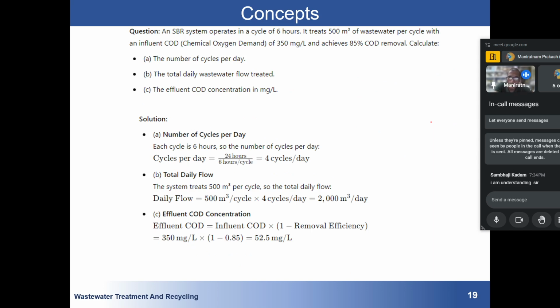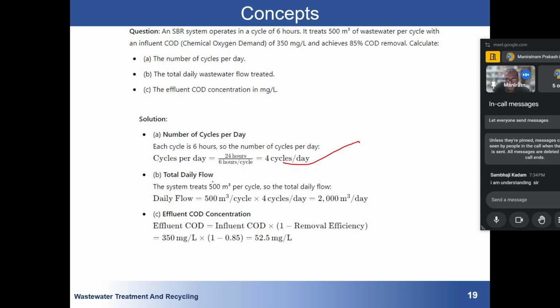Again, we have another question related to SBR. SBR operates in a cycle of 6 hours. Remember, there were 4 cycles, every cycle is of 6 hours. It treats this many meter cube of wastewater per cycle with an effluent COD of this much and achieves 85% COD removal. Calculate the number of cycles per day, the total daily wastewater flow, and the effluent COD concentration in milligram per liter. This is also a very simple question. Each cycle is 6 hours, so the number of cycles per day will be 4, okay. Obviously in 24 hours there will be 4 cycles.